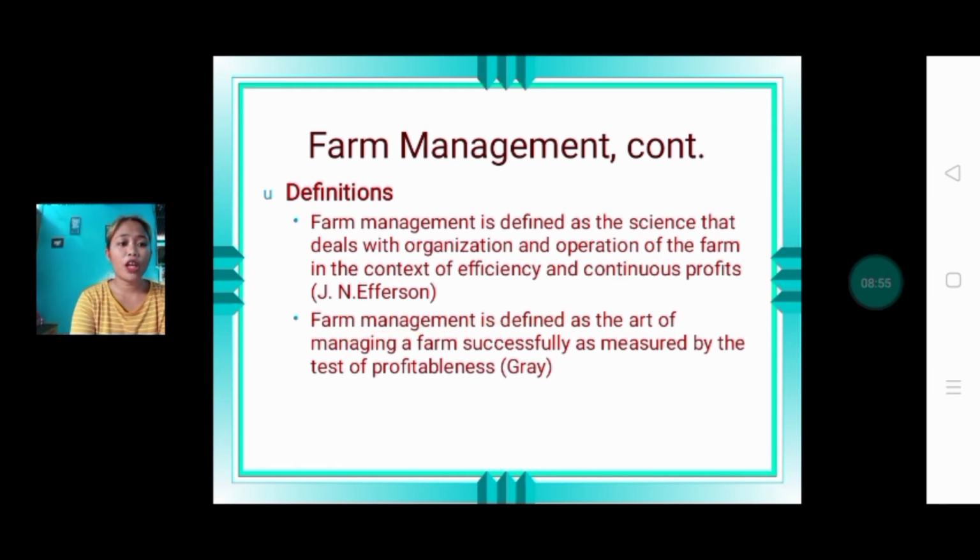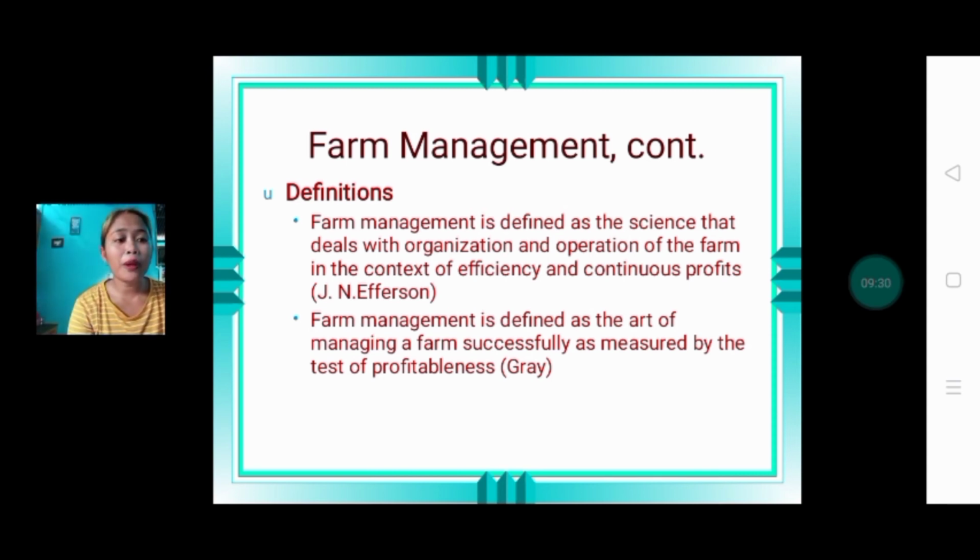Let's talk about the definition of farm management. Farm management is defined as the science that deals with the organization and operation of the farm in the context of efficiency and continuous profits, according to G.N. Efferson. According to Gray, farm management is defined as a part of the art of managing a farm successfully as measured by the test of profitability.